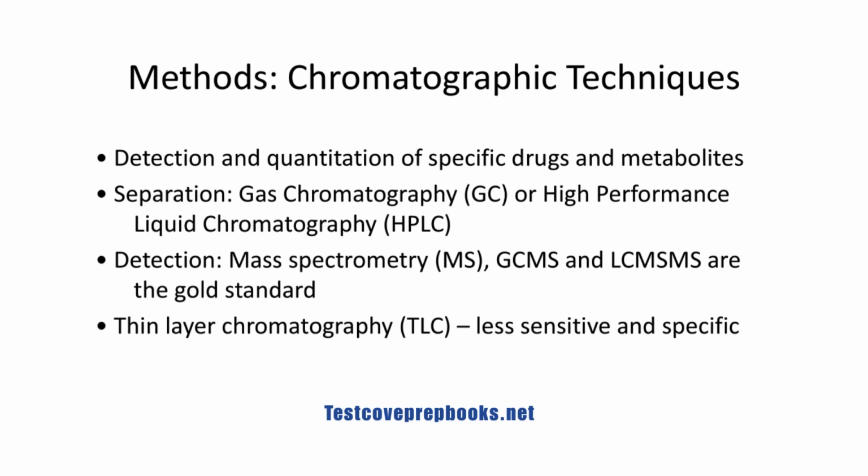Gas chromatography and high-performance liquid chromatography separate substances, while detection is usually performed with mass spectrometry. Gas chromatography mass spectrometry and liquid chromatography tandem mass spectrometry are considered the gold standards. Thin-layer chromatography, while simpler, is less sensitive and less specific.